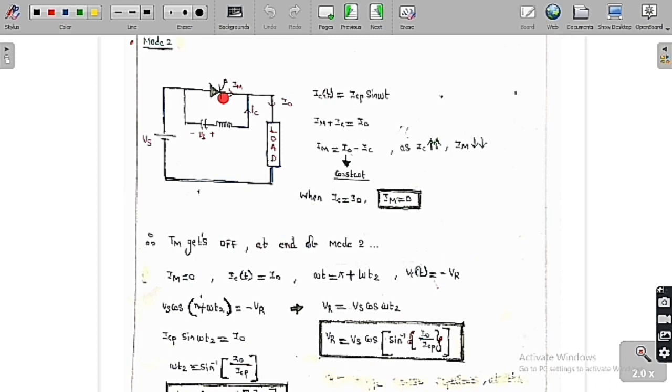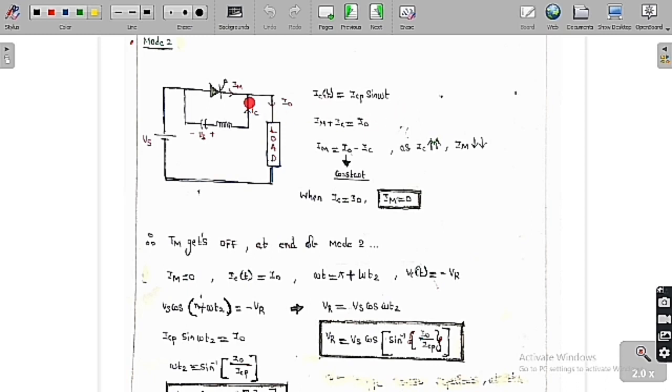I have already told you that in mode 2 the current IC wants to be positive, so IC cannot enter the TA. Therefore TA will be off at the end of mode 1, and now this IC is going to flow through this diode. This is already short circuit because it is always conducting. So IC of t will be the same as the previous one, ICP into sine omega t, because it is still an LC circuit.